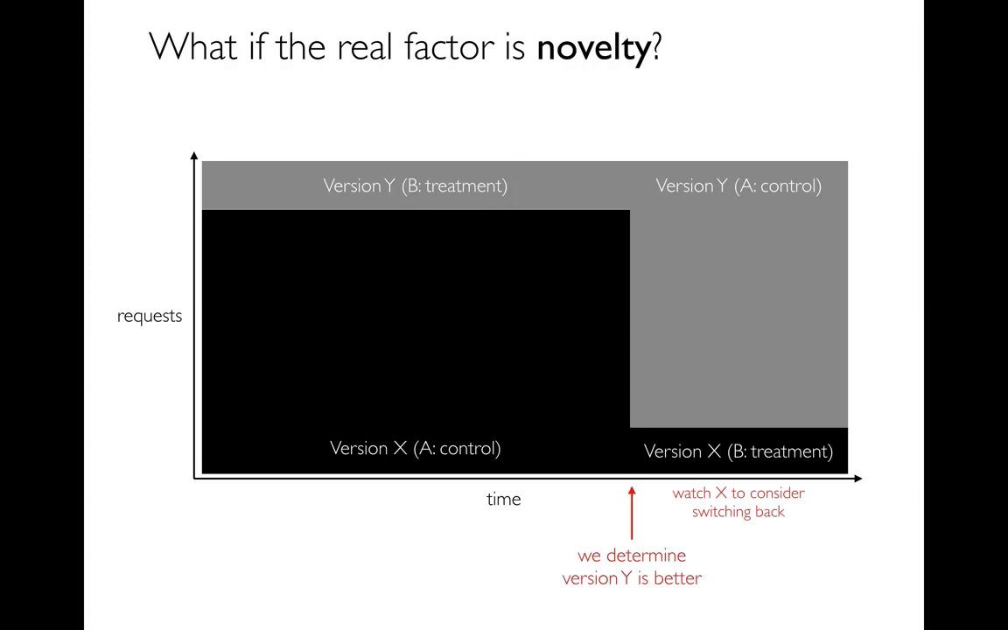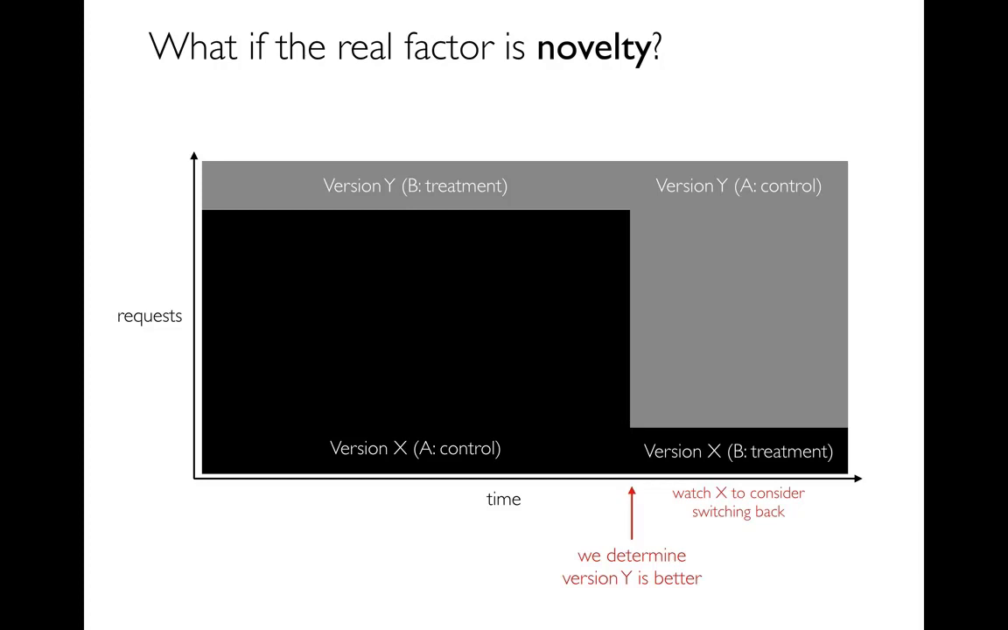Here's another thing that people worry about a lot, and that's what if humans like novelty, and what if the thing that is good about version B is just that it's different? It's not that it's inherently better, but it's refreshing to the users. So what will you do about that? Here's a timeline about how people might be doing experiments.